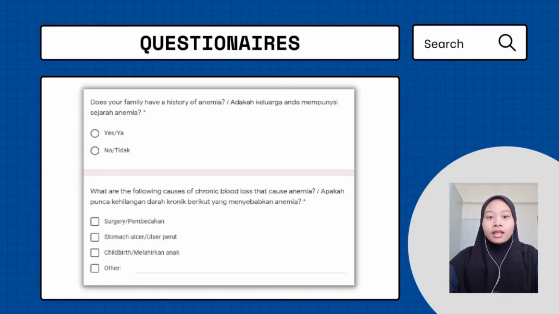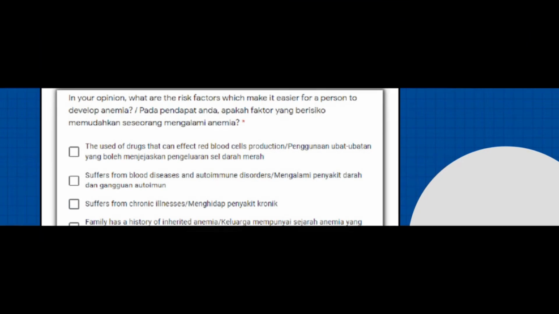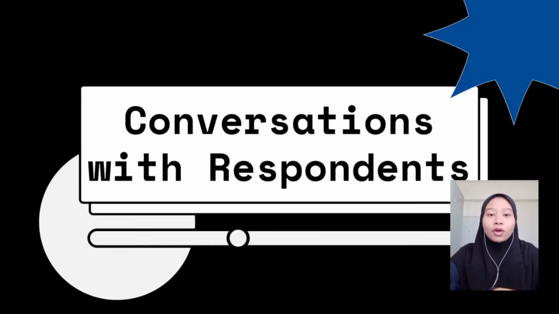In the next sections, these are the following questions for all of our respondents. Does your family have a history of anemia? What are the following causes of chronic blood loss that cause anemia? In your opinion, what are the risk factors which make it easier for a person to develop anemia? Last but not least, I will show some conversation with our respondents to ask in a more detailed manner about their knowledge and also their conditions of anemia.